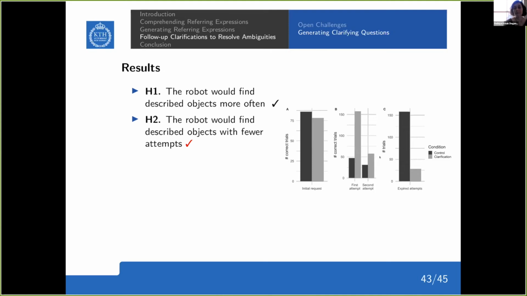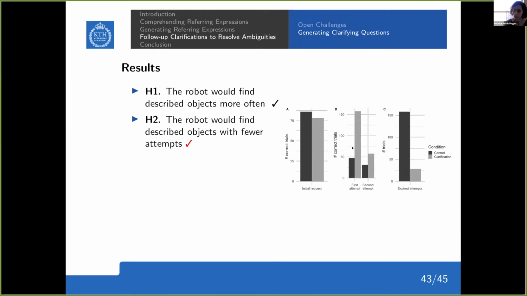Let's move on to our second hypothesis. We thought that it would take fewer attempts to identify the described object in the clarification condition when the robot asked for clarification. This is the initial request. And as you see, for the initial request, there are no significant differences between conditions because they were following the same procedure.